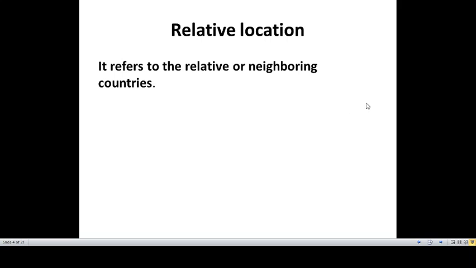So relative location, what is relative location? Relative location refers to the relative or neighboring countries. For example, the Philippines. What are the neighboring countries of the Philippines? There are a lot of neighboring countries of the Philippines. One example is Taiwan, Malaysia, what else? China, Indonesia. So these are some of the relative locations or the neighboring countries of the Philippines.